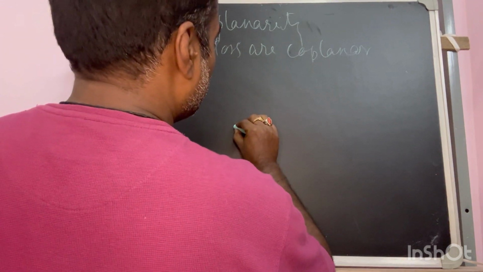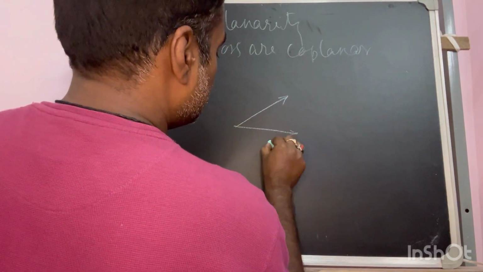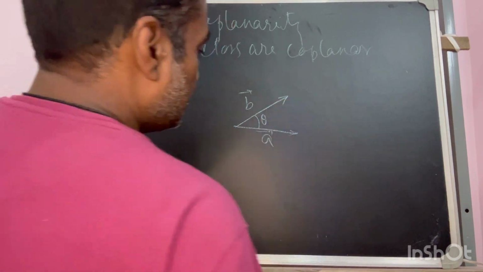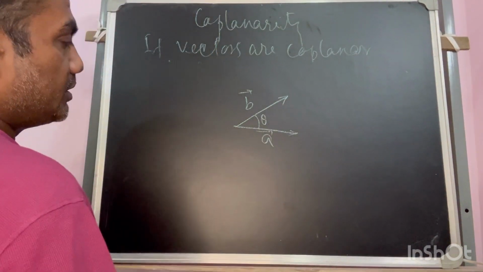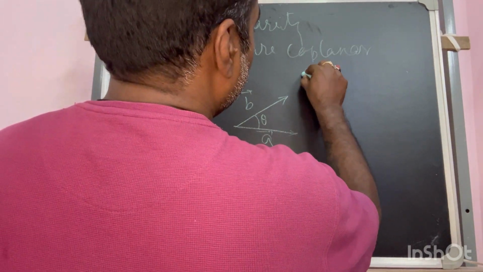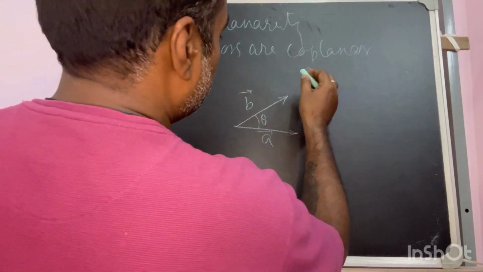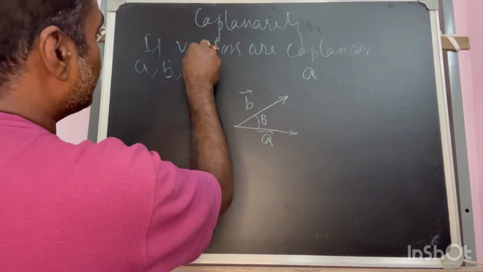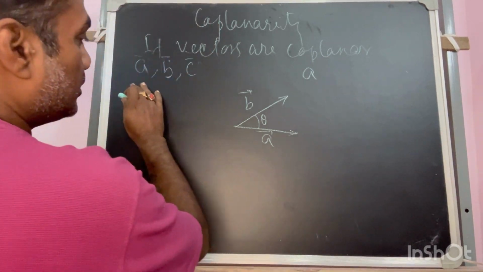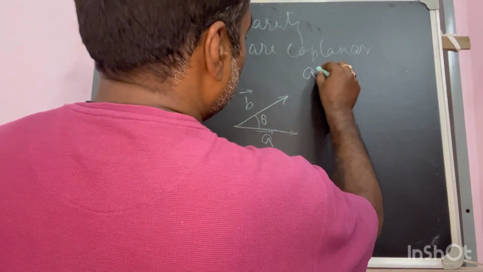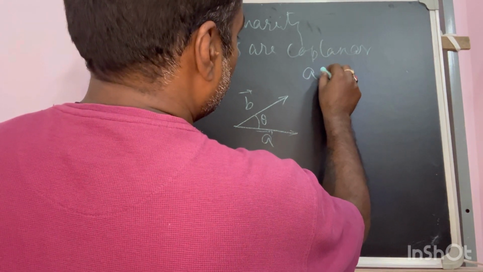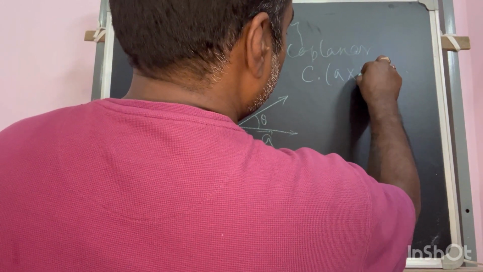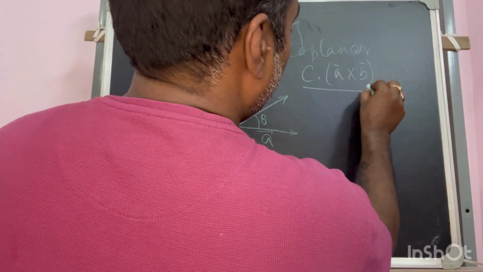So let me make this understood. Let's say these are two vectors. This is vector A, this is vector B, and they make an angle theta. When we discuss the mathematical representation of the triple scalar product, I'm talking about three vectors A, B and C. How they relate, I will talk about further. It is C dot A cross B. This is the mathematical representation of the triple scalar product.